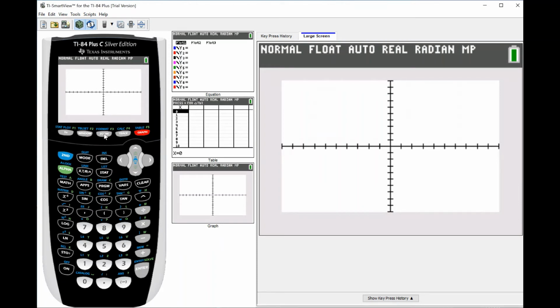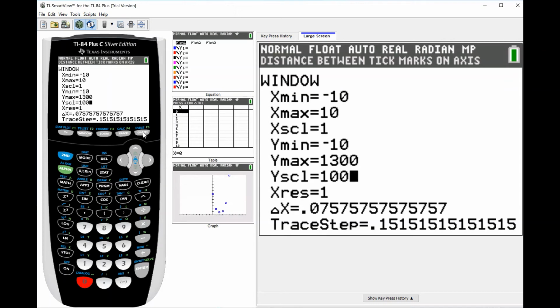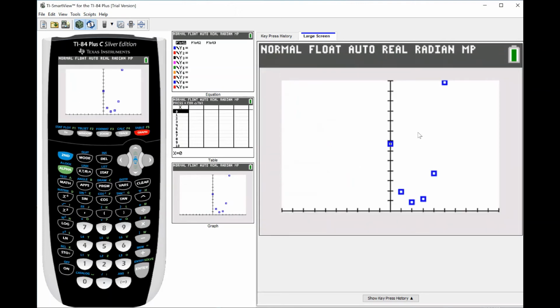So I can go into Window, and let's change that Y maximum because my highest Y value is 1282. So I'm going to plug in 1,300. That's my highest. Oh, that's not what I want. My Y maximum is 1,300. And because I don't want it to count by ones, I'm going to have it count by hundreds here. So my scale right there is by 100s. And now if we graph it, now we can see those points plotted.